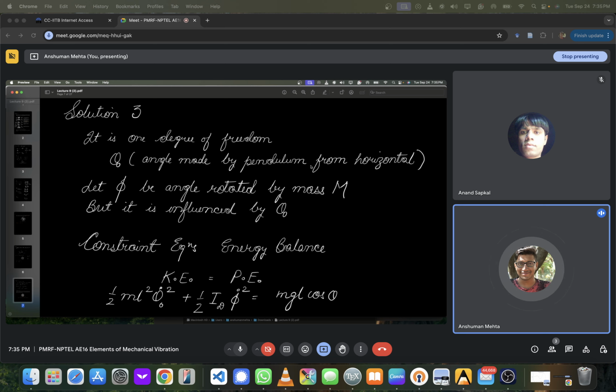So it is a 1 degree of freedom problem, and let's say that the degree of freedom is theta naught, which is the angle made by the pendulum from the horizontal. But what about the other rotation? So let phi be that.